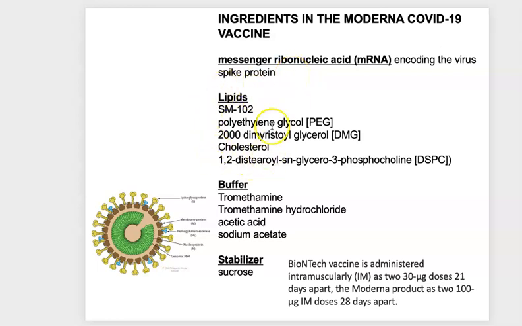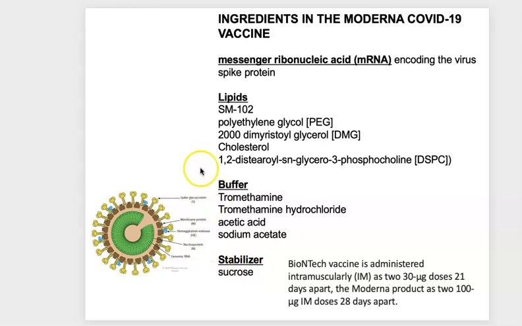But there's also a variety of lipids. Obviously, you need a lipid coating in order to get that messenger RNA to move into the cells after injection. So all these lipids are necessary for vaccine delivery. And then, of course, there's buffers that keep the membrane stable and keep the RNA stable so that it doesn't degrade. And then other stabilizers, in this case, sucrose.